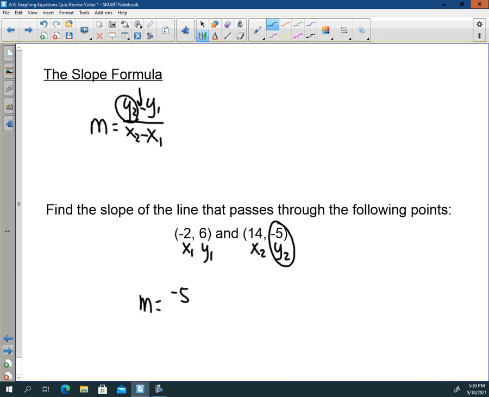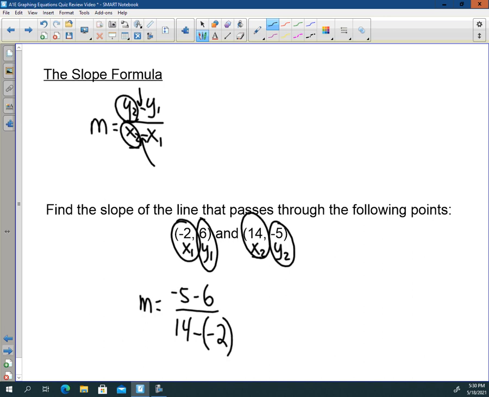minus y1, which is 6, over x2, which is 14, minus x1, which is negative 2. So minus negative 2. You've got to have all those minuses in there. And I wrap those up in parentheses just so I can remember that that's a negative there.